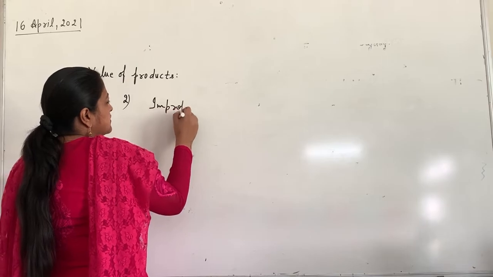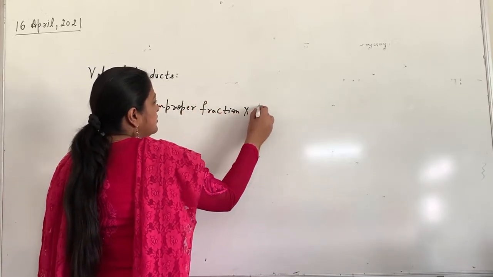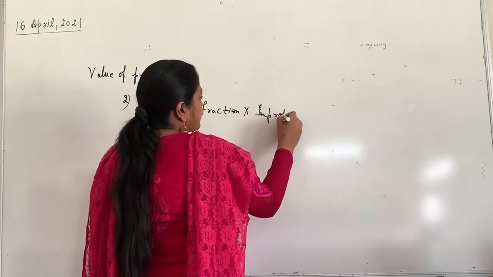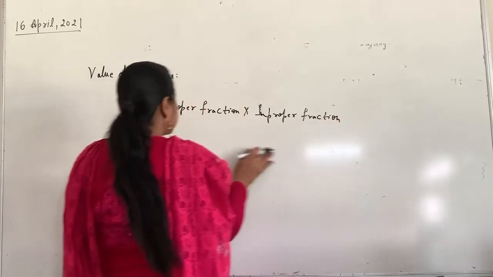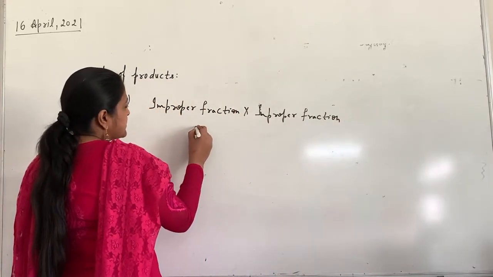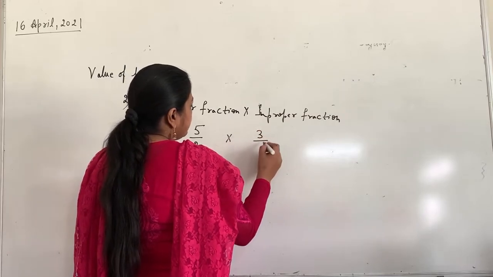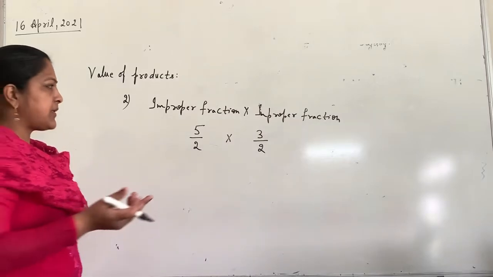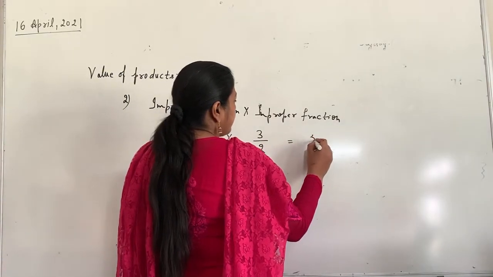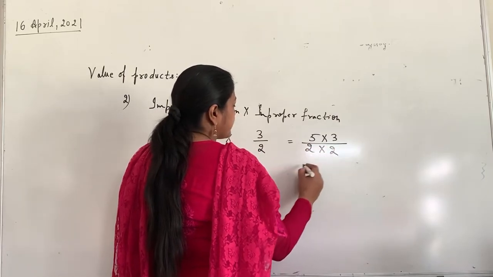Improper fraction into improper fraction. Any two improper fractions. I am taking the simplest example. Like this I have taken 5 by 2 and this I have taken as 3 by 2. So when I will multiply it, I will get 5 into 3 whole divided by 2 into 2.